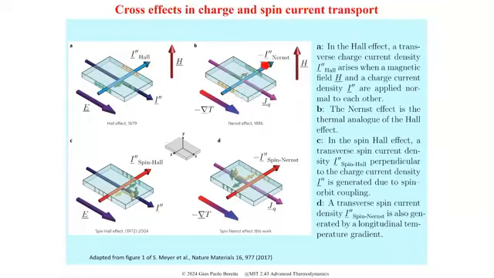And Nernst does the same thing. Instead of having as driving force the electric field, you have as driving force the gradient in temperature, which we know drives an electric current, like we just saw, the thermoelectric effect. But in the presence of a magnetic field, it also drives an orthogonal current like the Hall effect.